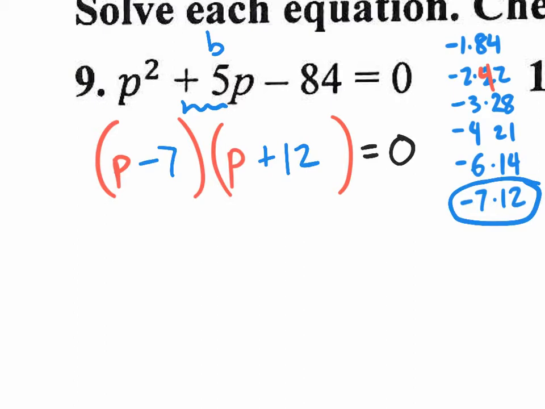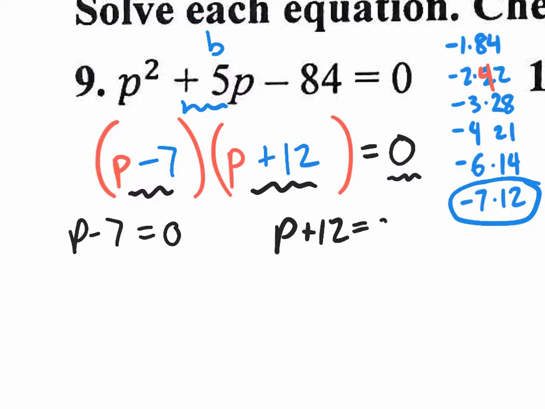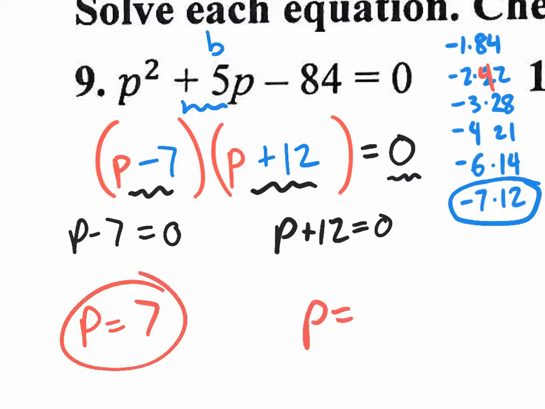Now we're going to use zero product property to split them and solve. So if you have something times something and it equals 0, you could take that first something, p minus 7, and set it equal to 0. You could take the second something, p plus 12, set it equal to 0, and you solve both, which means that your two answers are going to be p equals what? Positive 7, and p equals negative 12. Those are your two answers. That's what you're going to write on your answer column on tomorrow's quiz.